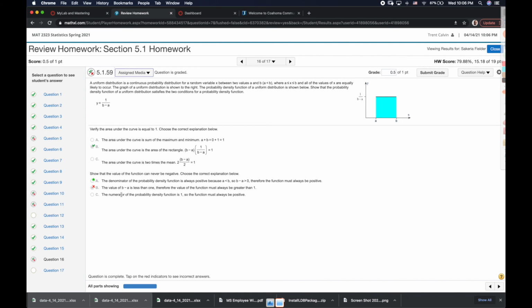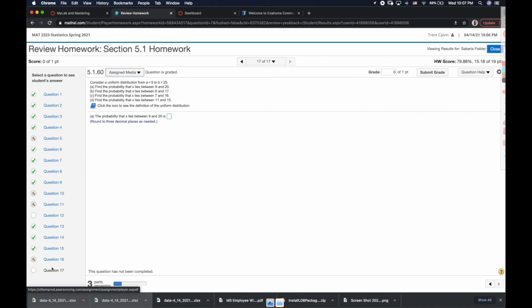Show that the value of the function can never be negative. Choose the correct explanation. So the correct explanation is because of the denominator of the probability density. We know that we're looking for probability. The probability must be equal to 1. The probability can never be negative. And so we know it's going to be positive because b minus a is going to be positive, because b is greater than a every time. B must be greater than a because b falls further on the right side. So I think number 17 works. Yes, number 17 uses this idea.